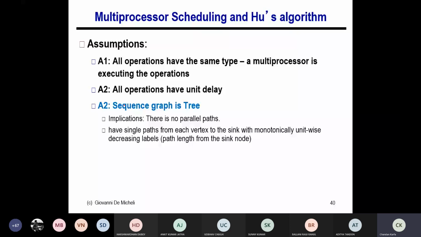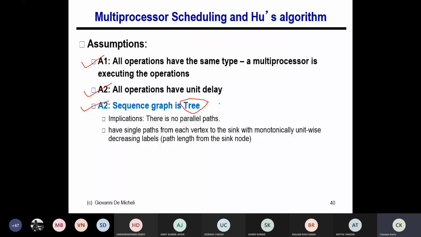So now we'll take this third assumption. This is a specific kind of assumption where I'm saying that my dependency graph is a tree. This is very important. So I still have a single type of resource. That means I am using a multiprocessor to execute all operations. I am saying all operations have a unit delay, and I'm saying the sequence graph is a tree.